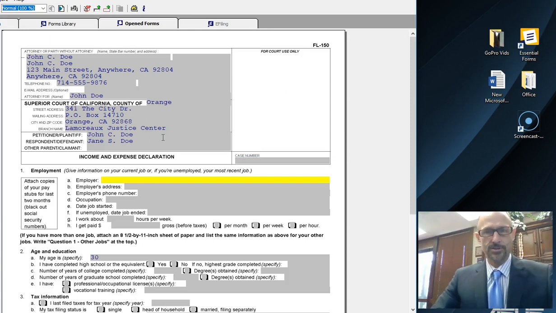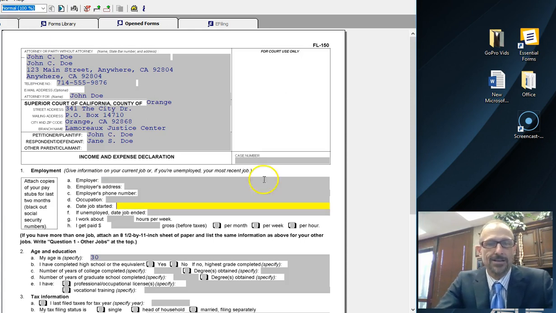Then we start with the major parts of the form. All right, so under section 1, employment. Under A there, list your employer's name. If you're self-employed, put the company name that you own. Then address. Put the business address for your company or for the business you work for.